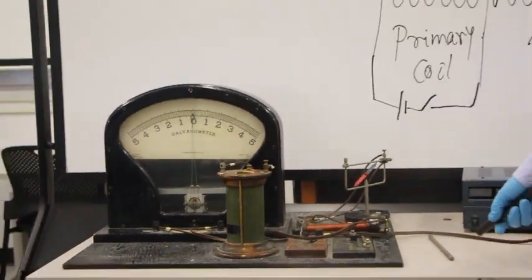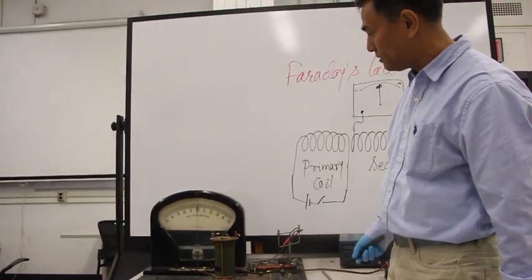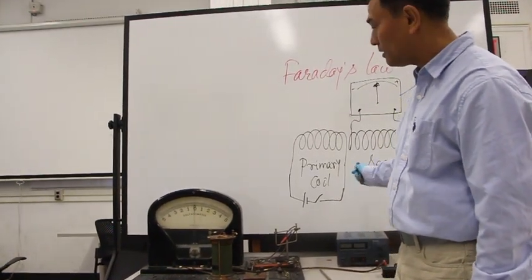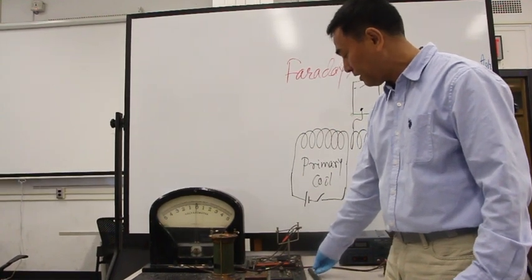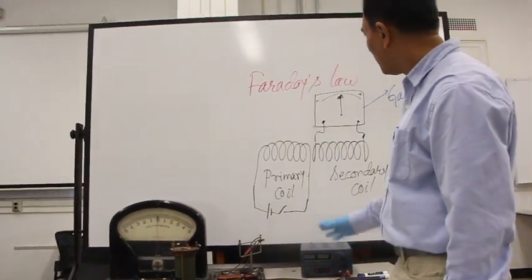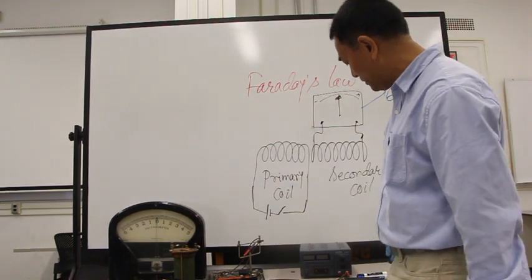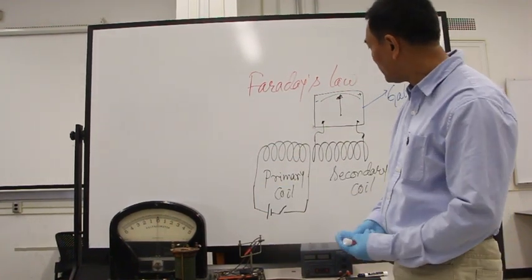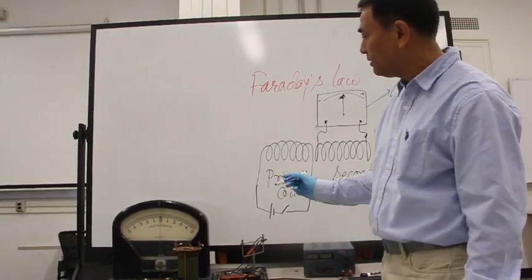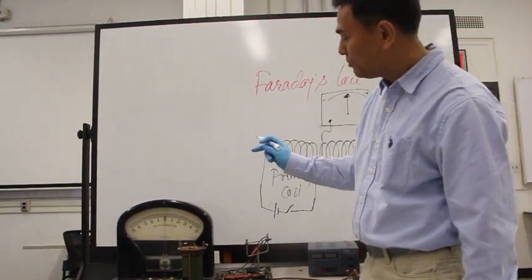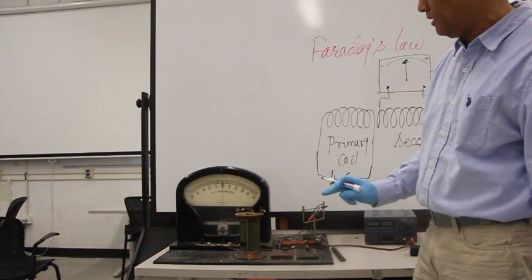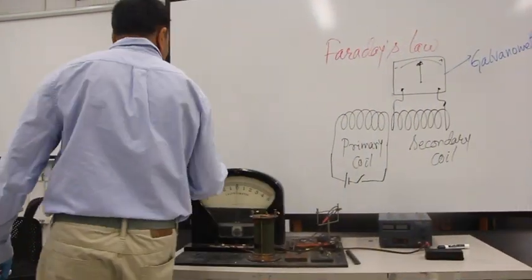So what do you think? What actually caused the current in the secondary coil? What induced the current? After the experiments, Faraday discovered that the induced current is because of the changing magnetic field. Okay?